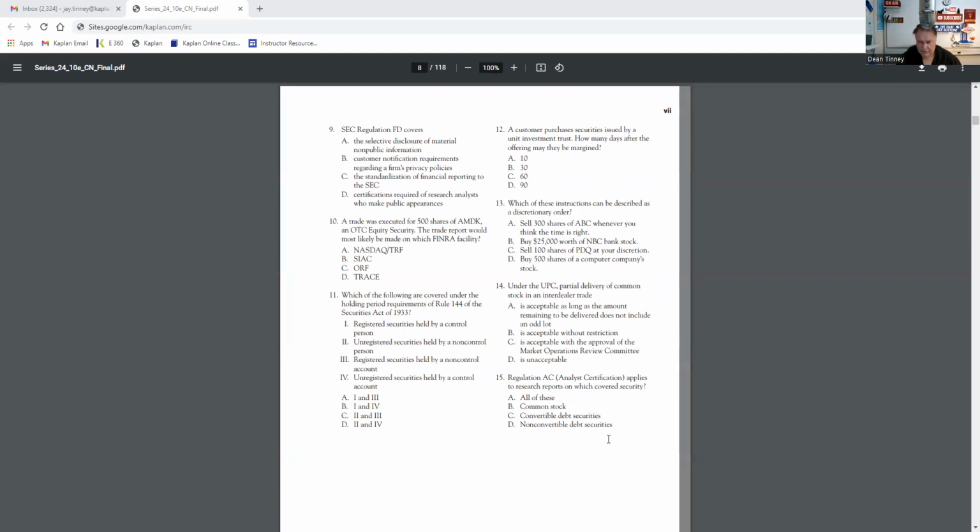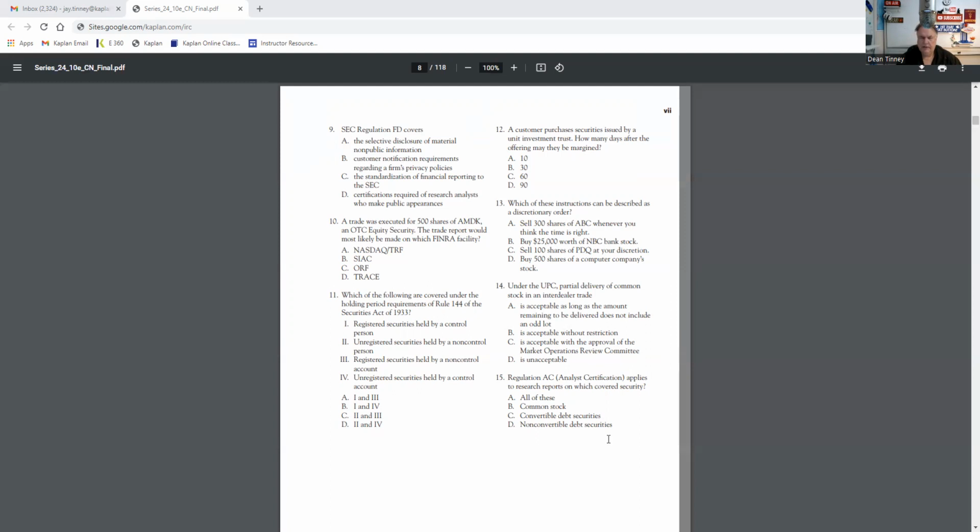13. Which of these instructions can best be described as a discretionary order? So as long as the 3 A's are present, it's not a discretionary order. We are allowed to make decisions about time and price. That's called execution, and that doesn't constitute discretion. So what we do in these questions is we go through and we look for the 3 A's. So 13, sell, there's the action. Sell 300 shares, there's the amount. ABC. The 3 A's are present. It's not a discretionary order.